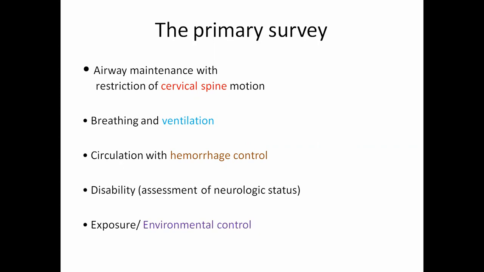So these are a few things which are different from our primary assessment in PALS. In the primary survey in ATLS, the main thing, apart from airway maintenance, is a clear-cut focus on stabilizing the cervical spine, because with injuries to the head there may be damage to the cervical spine as well. If you don't stabilize the cervical spine or restrict its motion, it can lead to dislocation of the atlantoaxial joint and cause damage to the cervical spine. So what will happen if you damage the cervical spine? If you say damage or transection of the cervical spinal cord, what will happen?